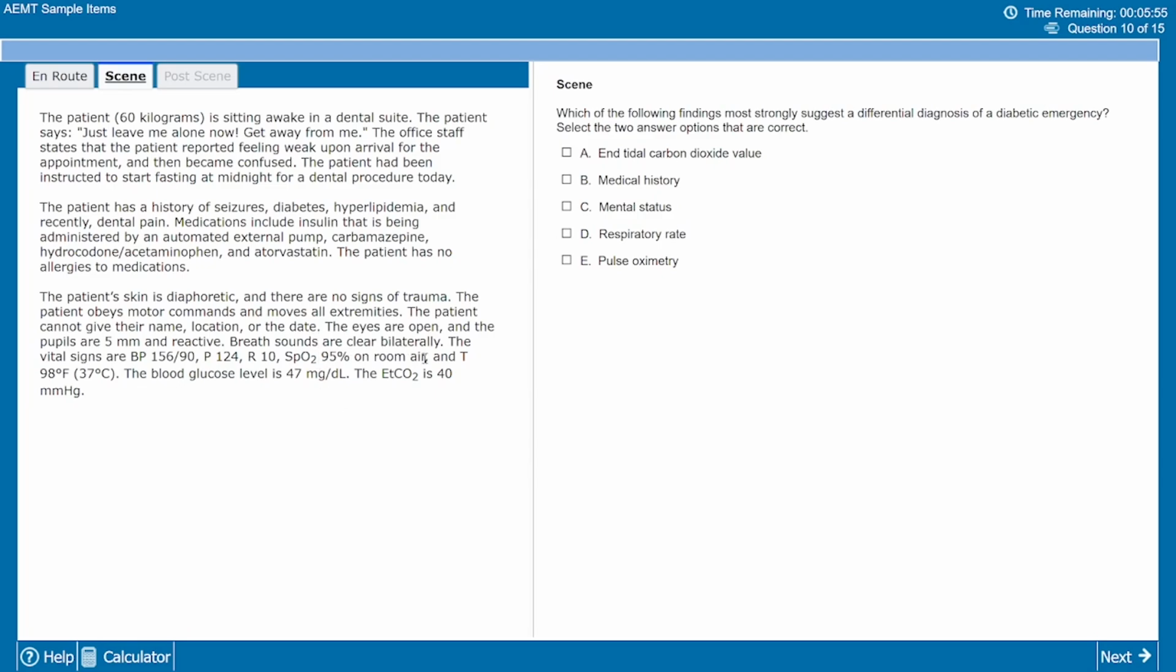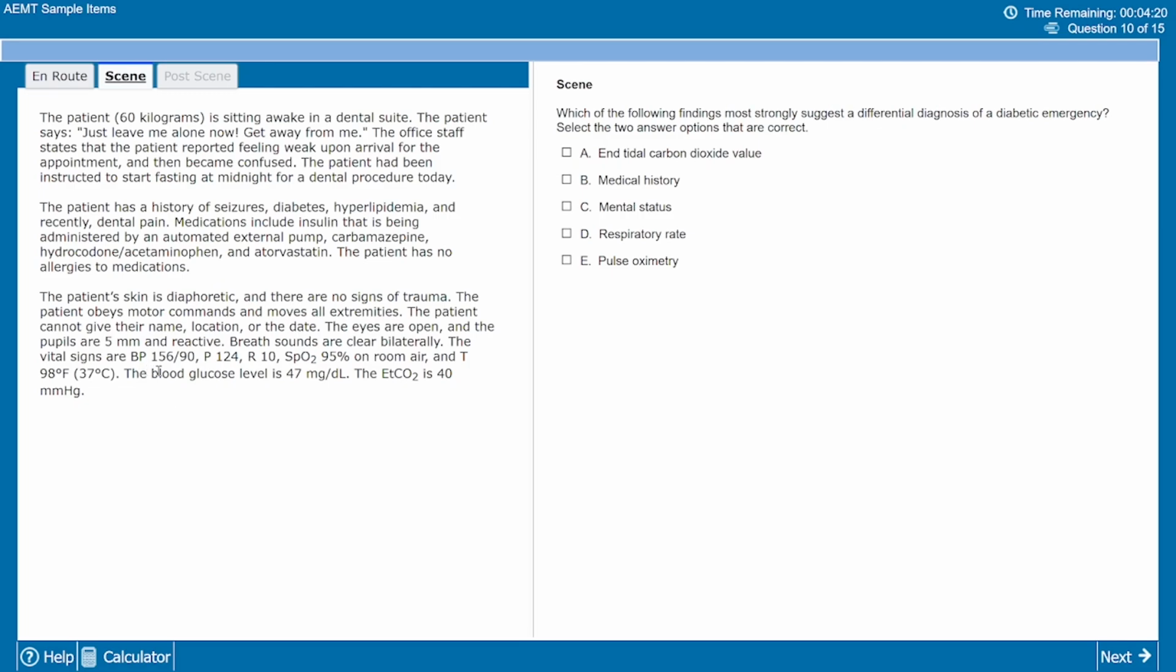The breath sounds are clear bilaterally. The vital signs are BP is 156/90. Heart rate is at 124. The respiratory rate is at 10. They're sitting at 95% on room air, and the temperature is at 98 degrees Fahrenheit. The blood glucose level is 47 milligrams per deciliter, and the EtCO2 is 40 millimeters of mercury. So, whenever I'm looking at this, I also want to ask myself really quick, what are the abnormal vital signs? So if I'm looking at this, you should know the answer. Please pick it out and pause again before we move forward.